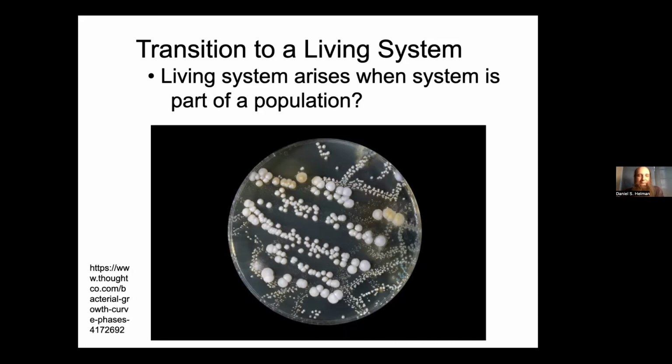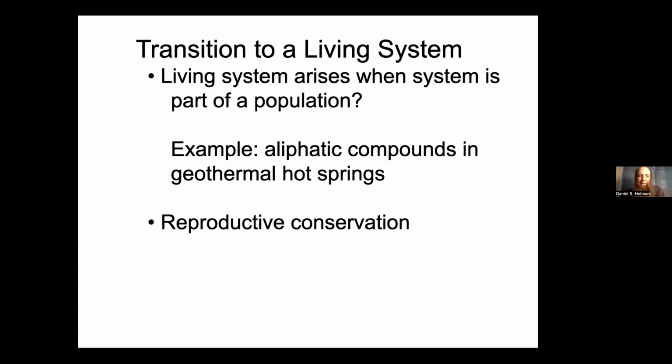Next slide, please. Instead, let's look at an example, say geothermal hot springs. Within that, it's really difficult to see how the reproduction might occur. Is there some conservative process that has a lowered entropy for that process that leads to reproduction?